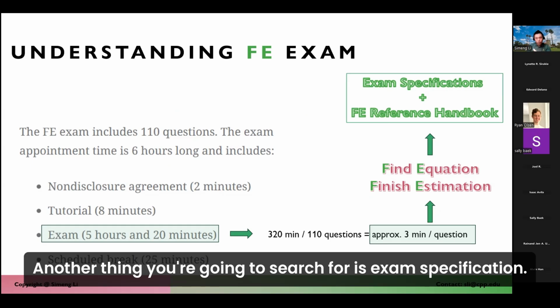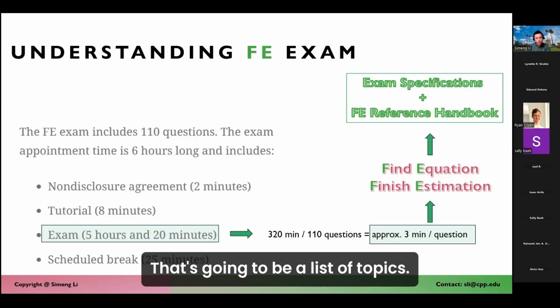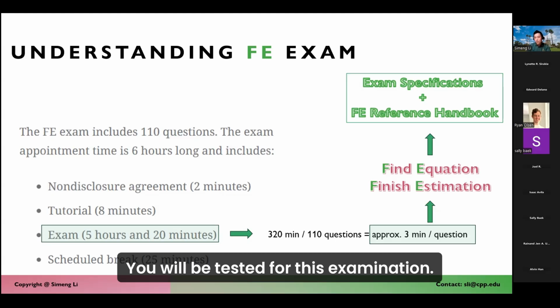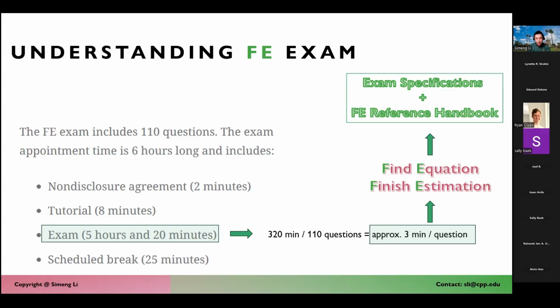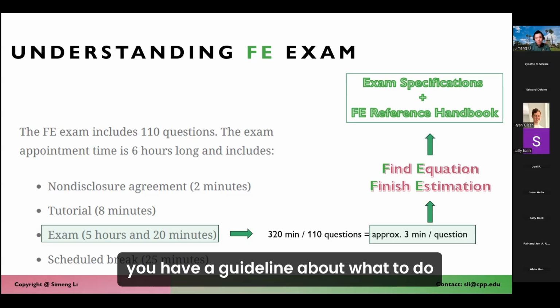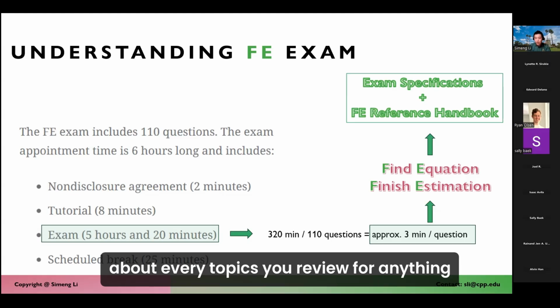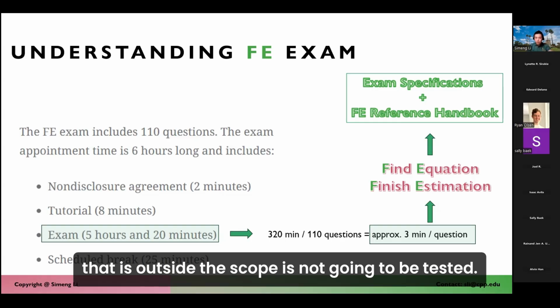Another thing you're going to search for is the exam specification. That's going to be a list of topics you will be tested for in this examination. So make sure that you download the two documents, and they are free. Once you have these documents, you have a guideline about what to do for every topic you review. Anything that is outside the scope is not going to be tested.